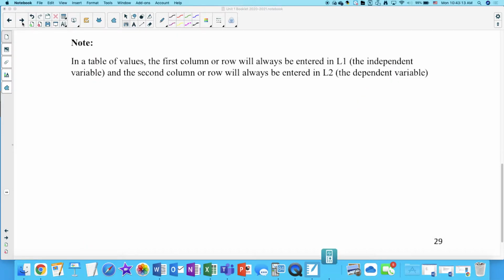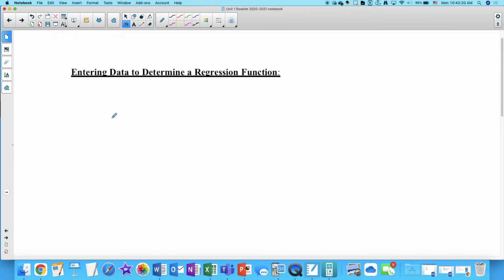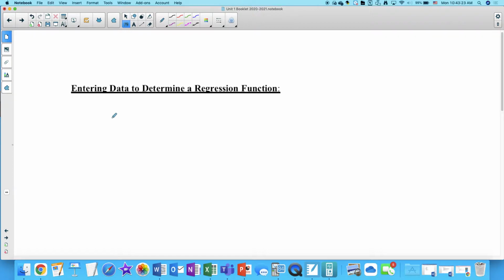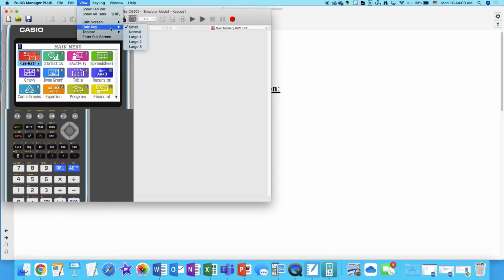Now, let's look at an example. I have a page on how to enter data to determine a regression, but I kind of stopped filling that out. I'll link to it in my post today because I forgot to do so. I have some instructions in a PDF for each type of calculator. But the best thing you can do today is to actually have your calculator out and do it with me. Okay, I'm just going to make this a little bigger.